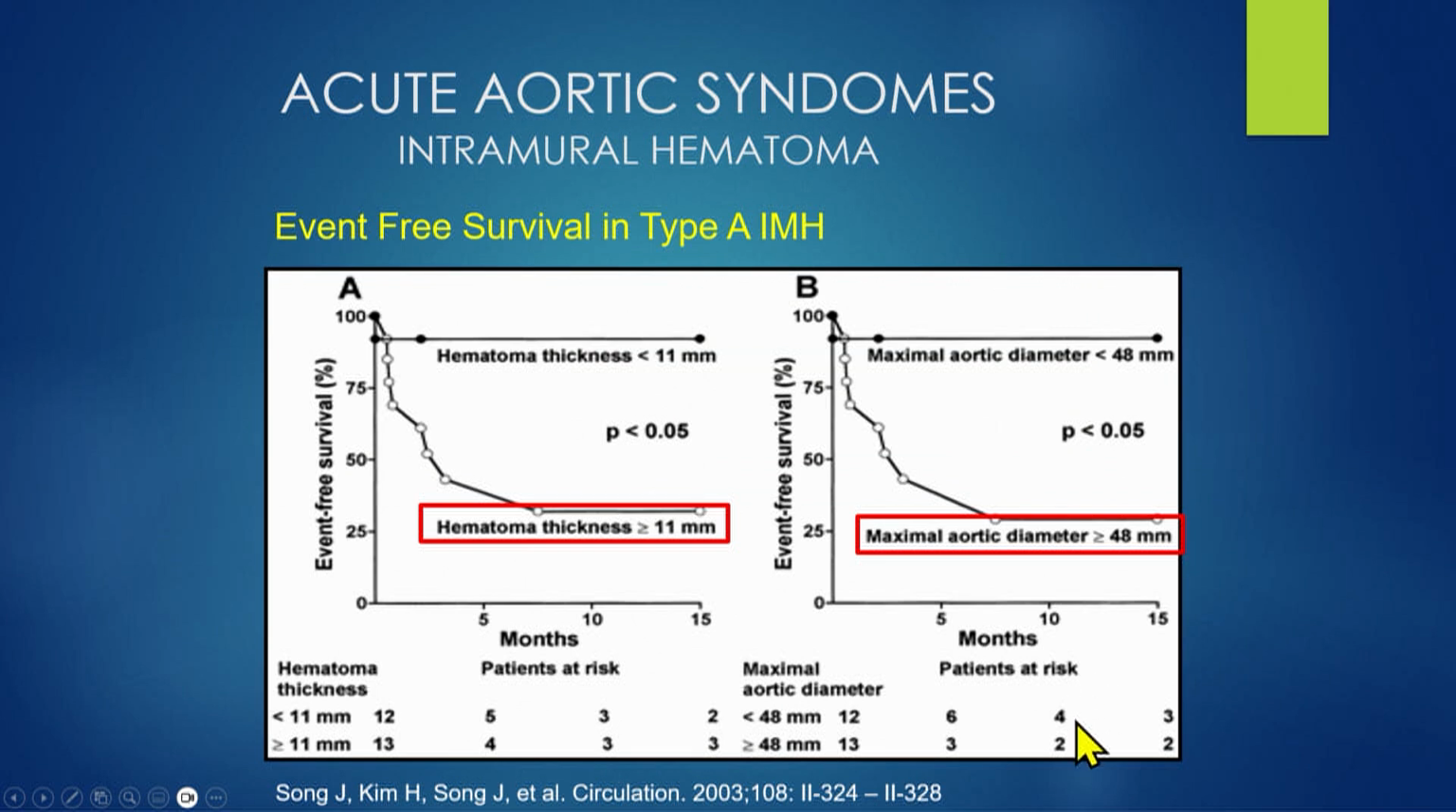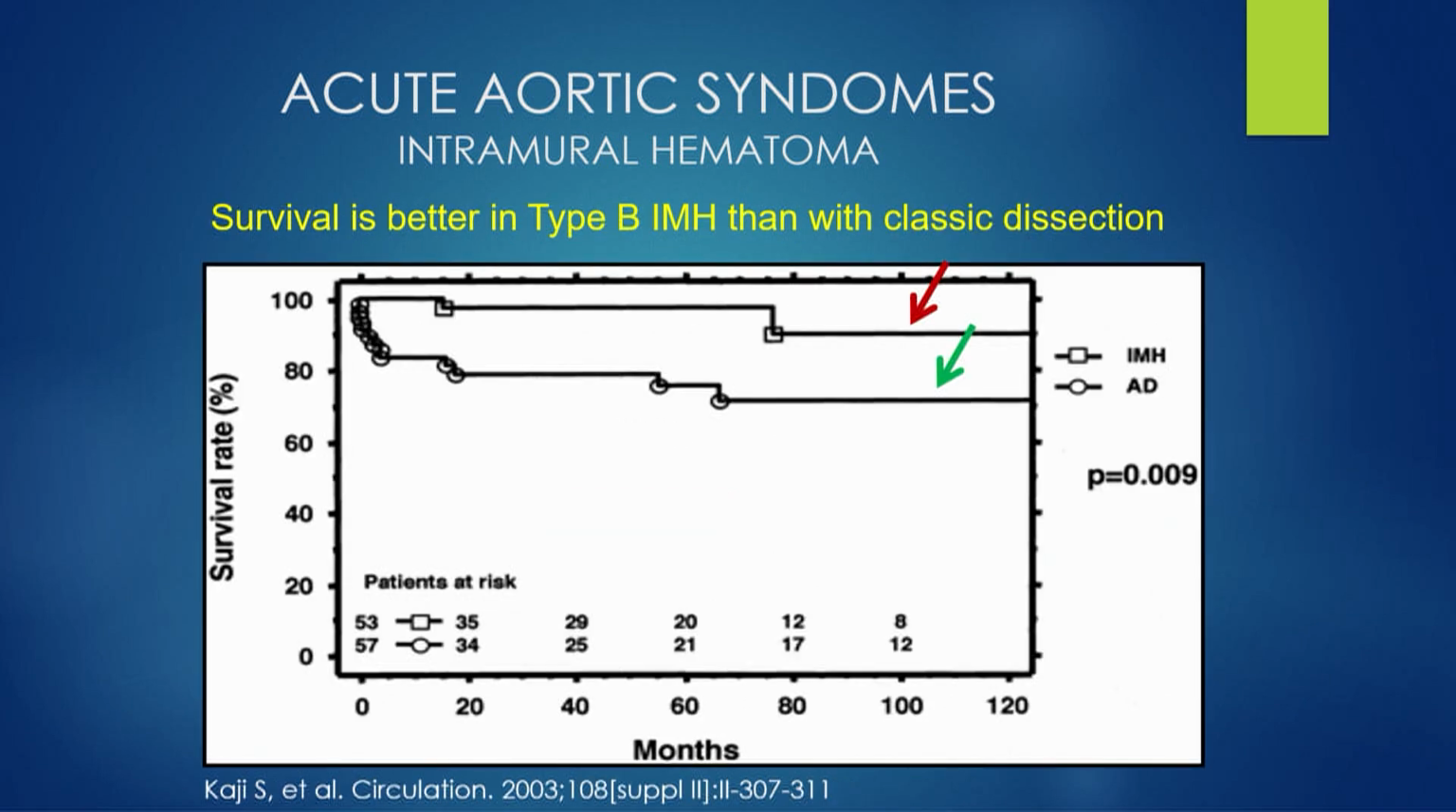In terms of the likelihood of problems, it depends a little bit on a couple of factors. One is the hematoma thickness. A hematoma thickness of 11 or above is said to be a higher risk factor, as is a larger aortic diameter. And of course, remember, dissection and aneurysm are two different things. Aneurysm is a descriptor of size, and dissection, of course, is an intimal flap. So they're not the same thing.